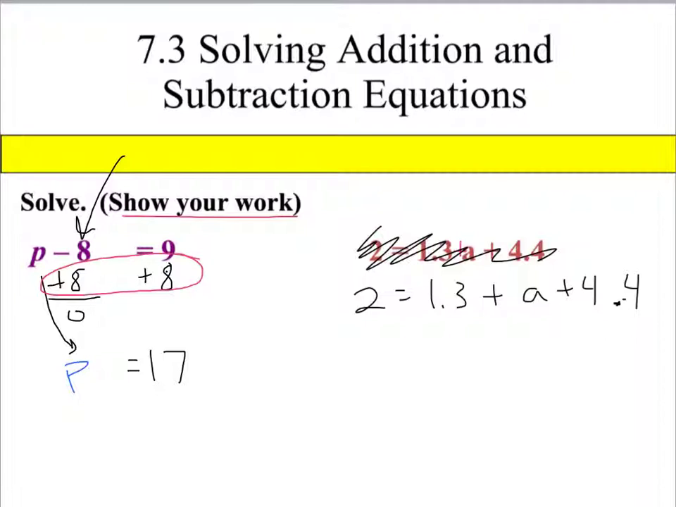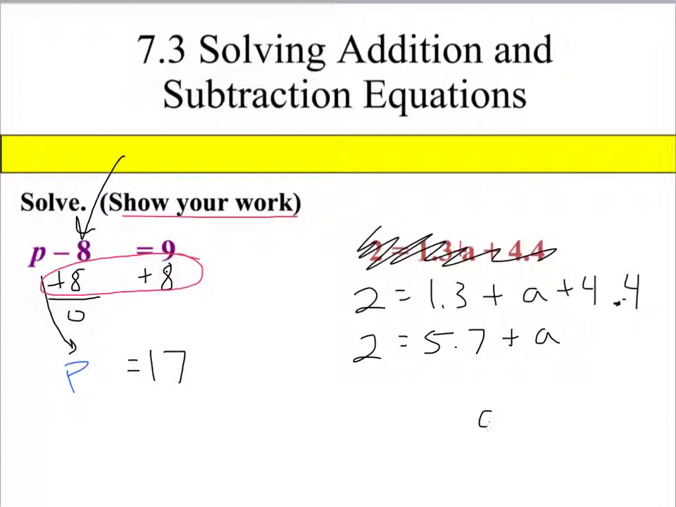Alright, so if I look at this, now, if I look at my right side, I have 1.3 plus a plus 4.4. What I can do before I even solve for a, well, I can take 1.3 plus 4.4 to get 5.7 plus a. Why can I do that? Well, because they're constants. They're two things I can combine before I solve. All right, now we have to figure out what a is.